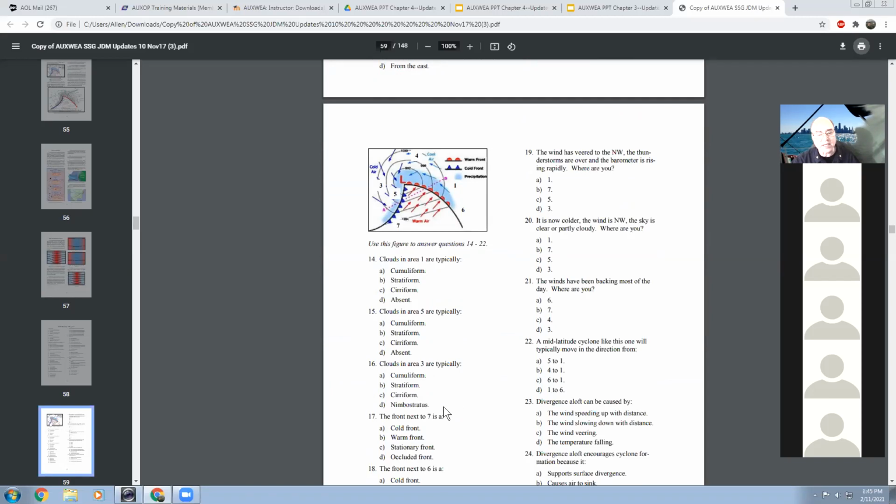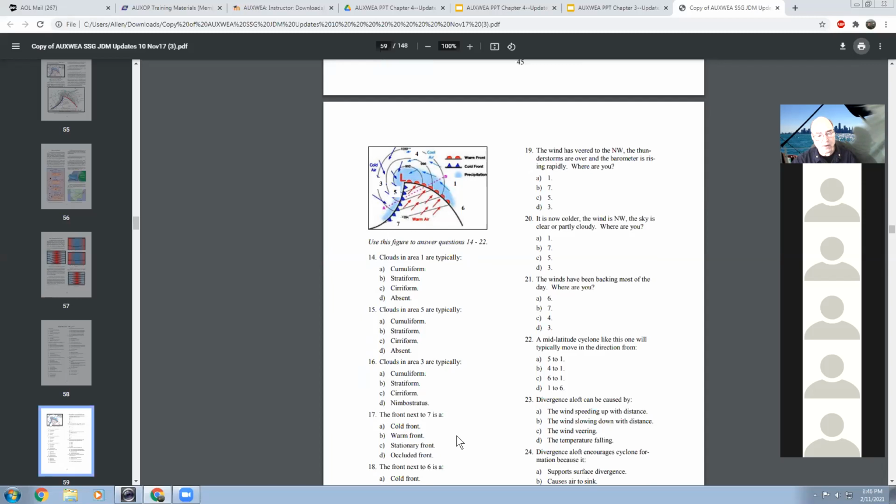Jessica McAllister, number 16. Clouds in area 3 are typically cumuliform. Good. Jim Davey, number 17. The front next to 7 is a cold front, A. Correct.